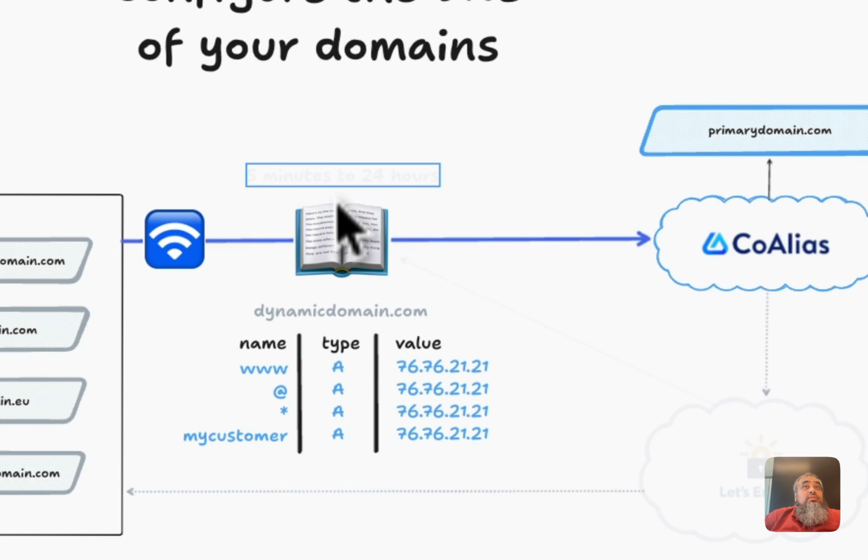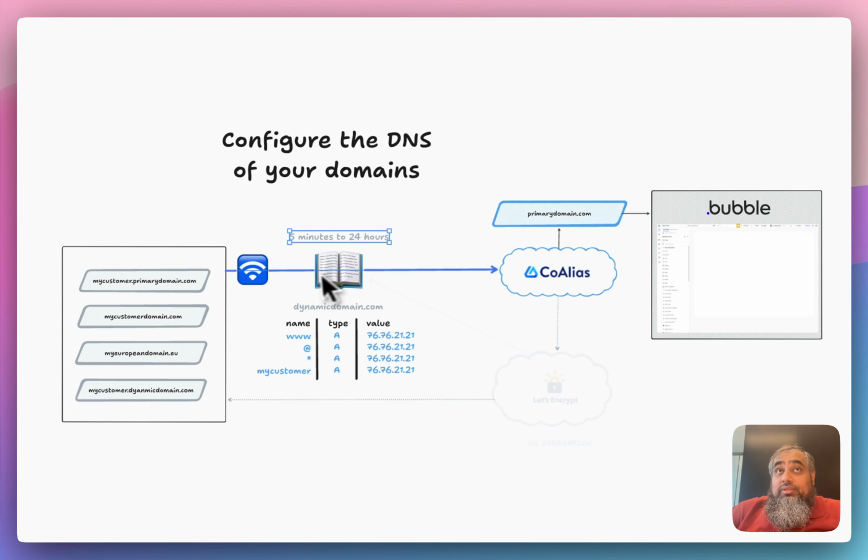Once you add that, it takes like 5 minutes to 24 hours before they start working, because that address book needs to be propagated to the entire internet, and people need to know, hey, there is an update for this domain, and they will be able to visit that domain. Until this is added to your DNS, you or your customers or visitors won't be able to connect to CoAlias when they visit it.